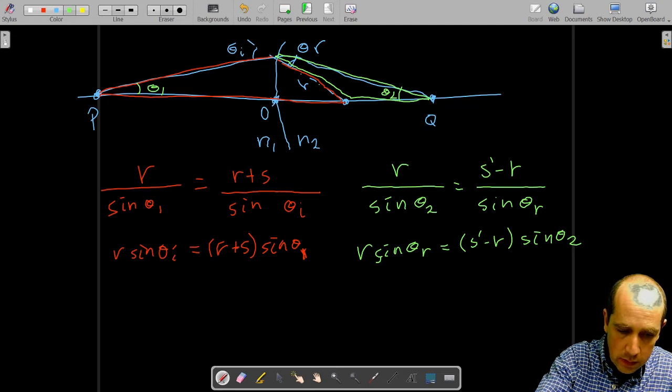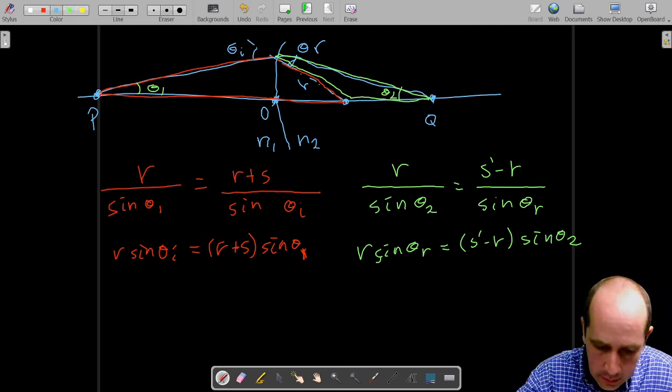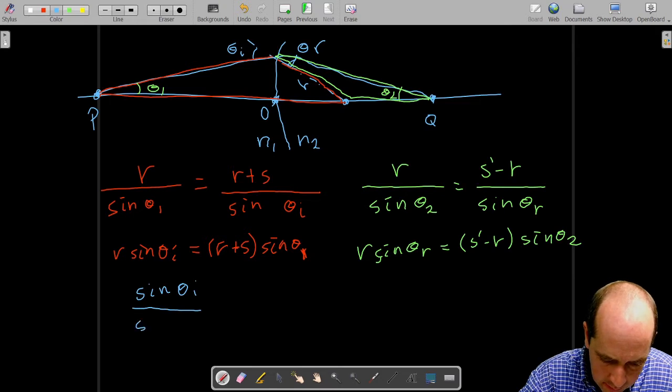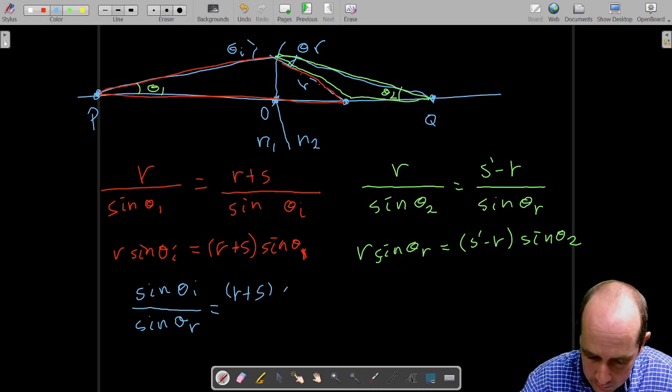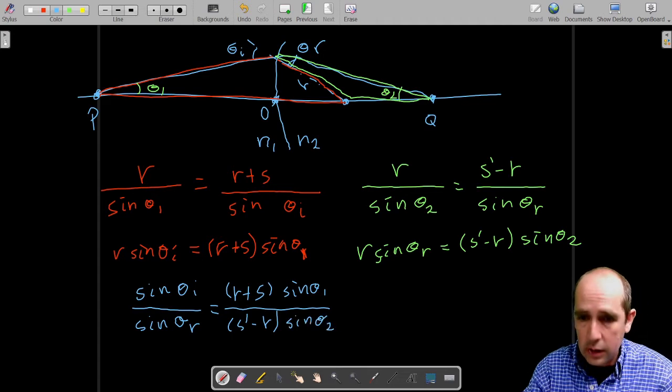Okay, and by dividing these two relationships with respect to each other, what we obtain is the following. So what we get is sine of theta i divided by sine of theta r will be equal to r plus s sine theta 1 divided by s prime minus r sine of theta 2.